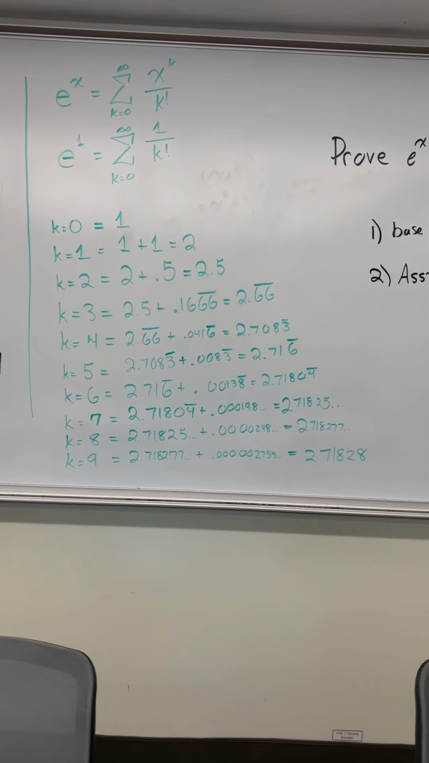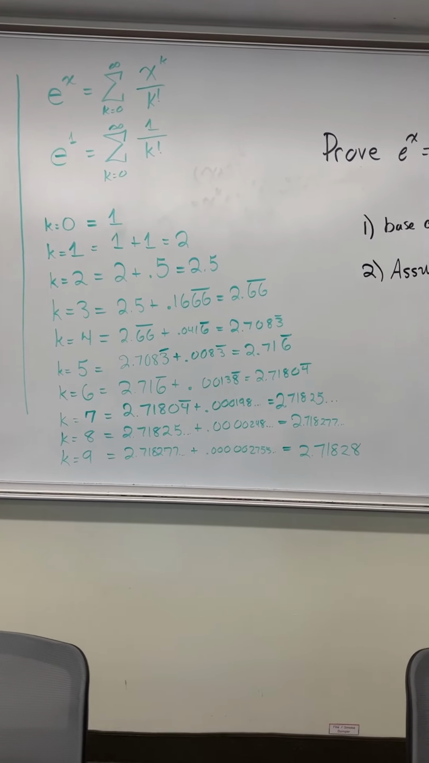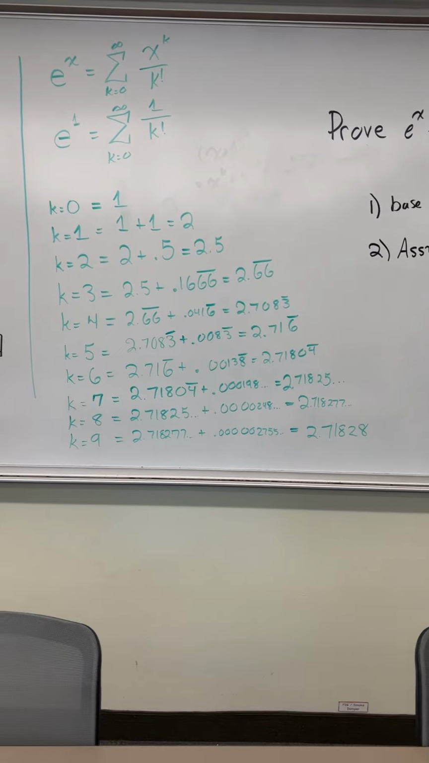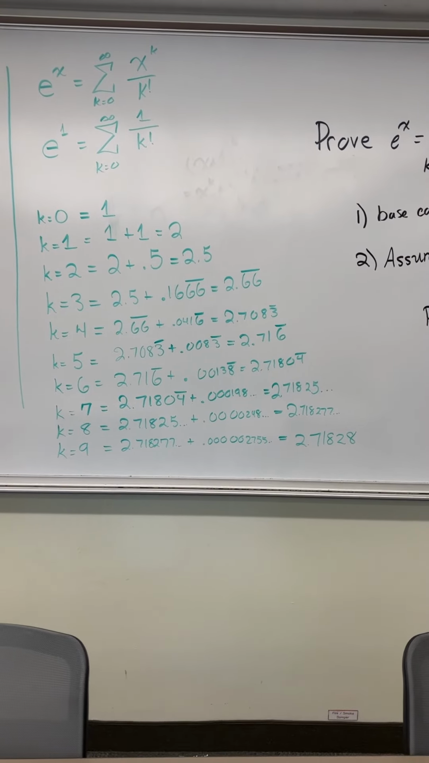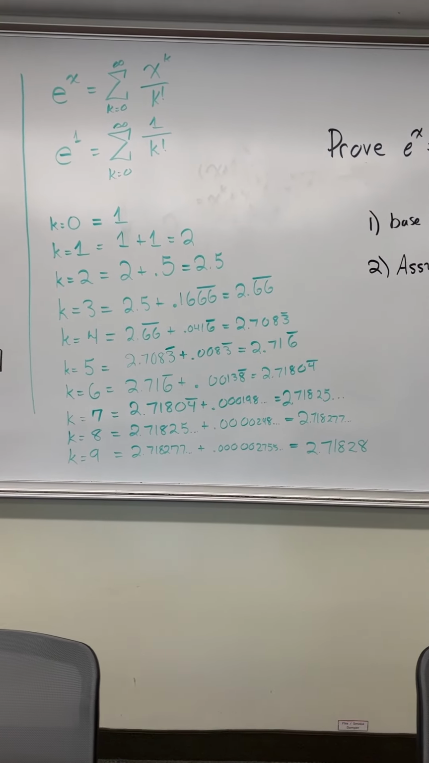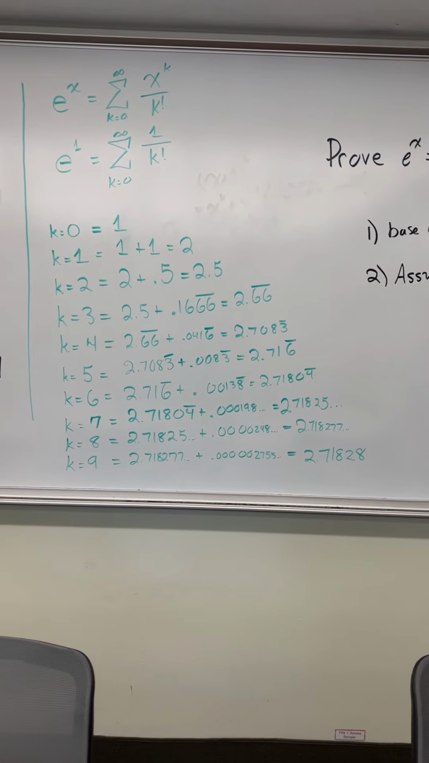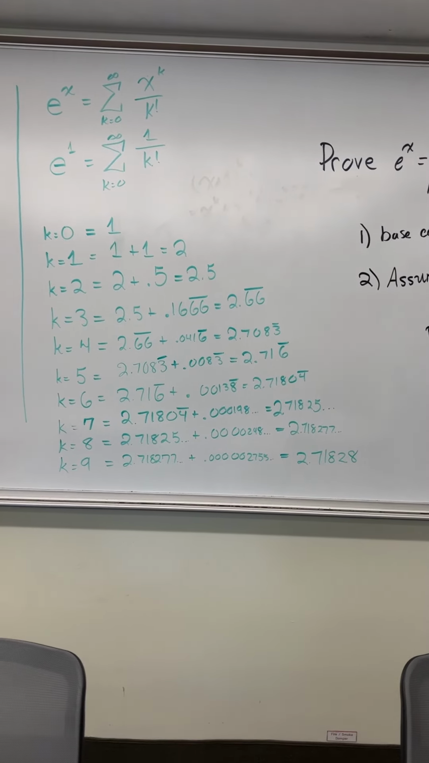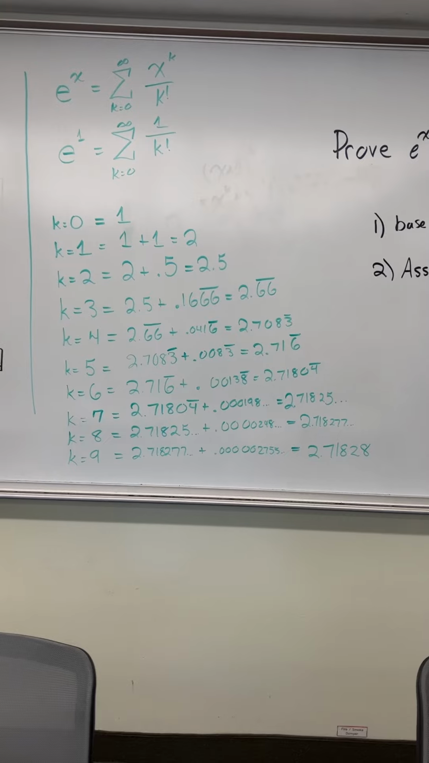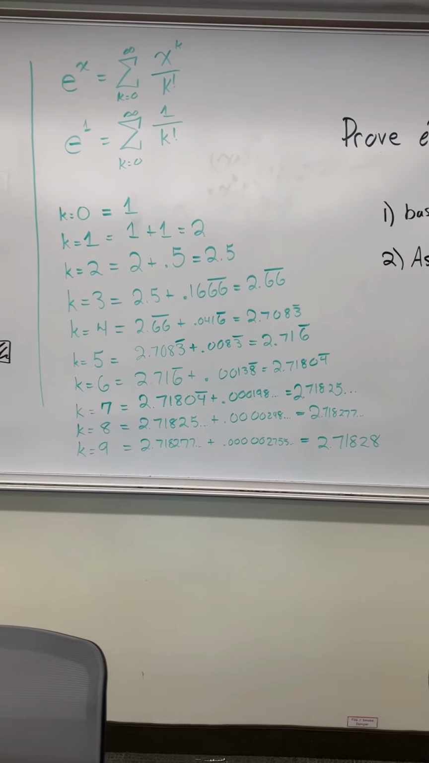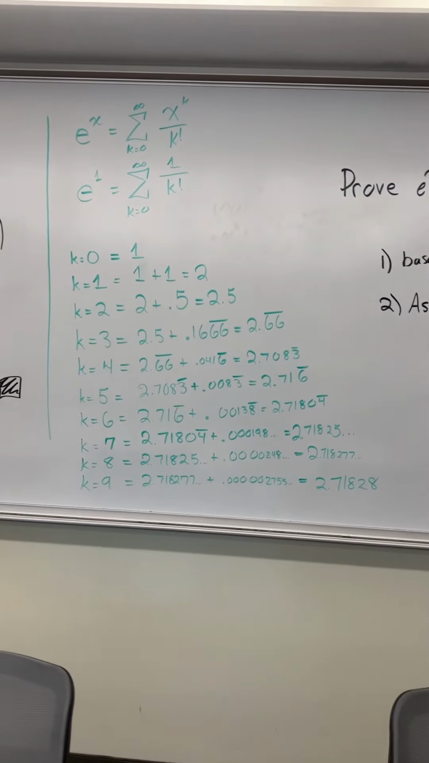With only 10 terms, so up to k equals 9, we have 2.71828, which is 5 decimals of accuracy, which is pretty good considering that the actual value of e is 2.71828 1828 459045, etc., etc. And there you have it.